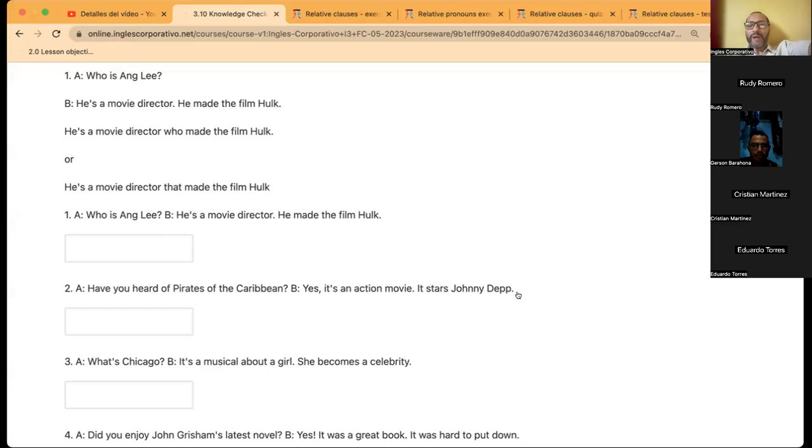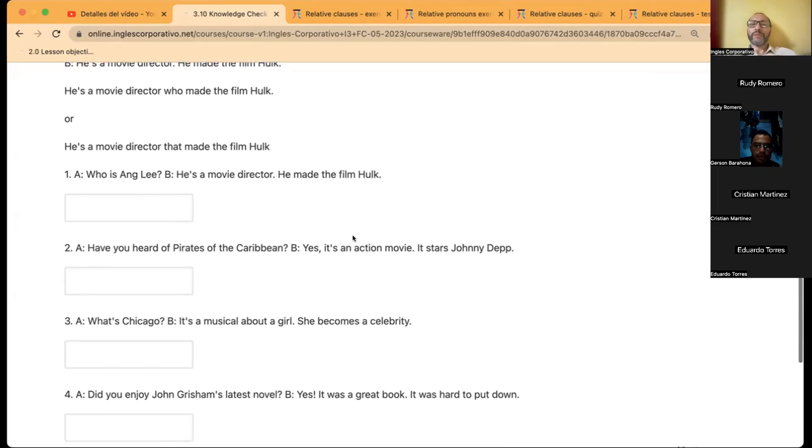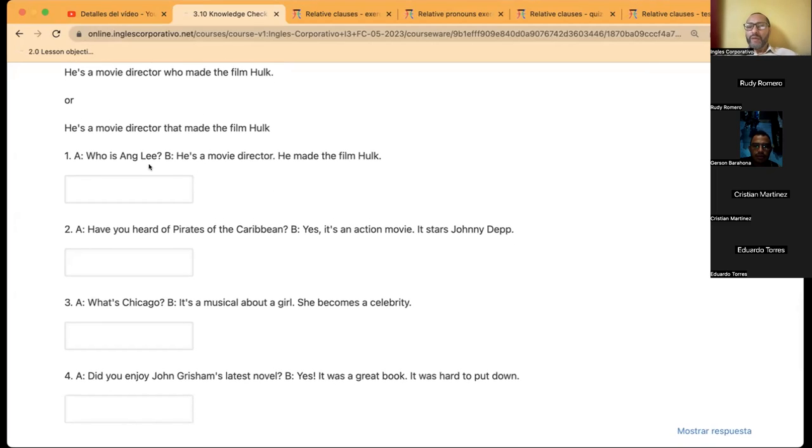So in number one, who is Ang Lee? He is a movie director. He made the film Hulk. Okay, so we are going to focus on this part. We're going to join this part. Okay. So I'm going to copy exactly like there, right? So I don't get confused.